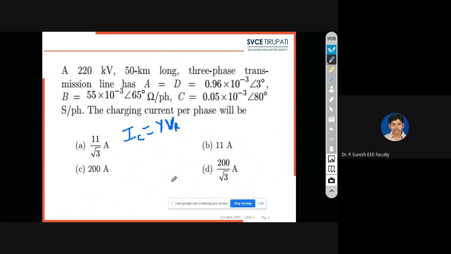We have to know this formula. Charging current is nothing but admittance into VR. Generally, IC equal to VR by XC. So inverse of reactance is nothing but what?